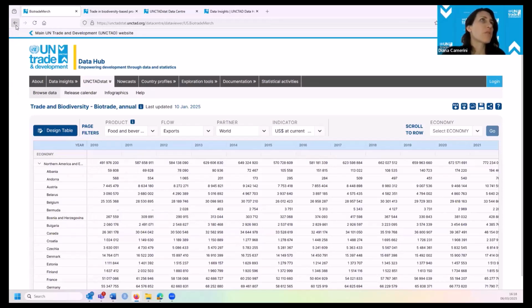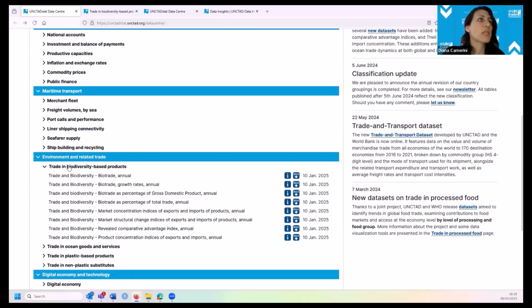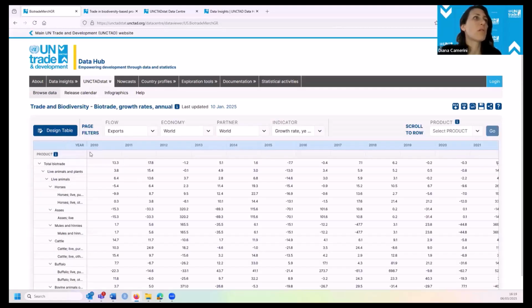The second type of indicators I wanted to mention that are available in our dataset are, as mentioned also by Lorena, the biotrade, so the total of the biodiversity-based products being imported and exported in terms of growth rates per year. So how much some products have been growing. And you can do the same and customize the table and extract your own data in CSV, for example, for your own country. So you can select your own country, and you can also select a specific partner.